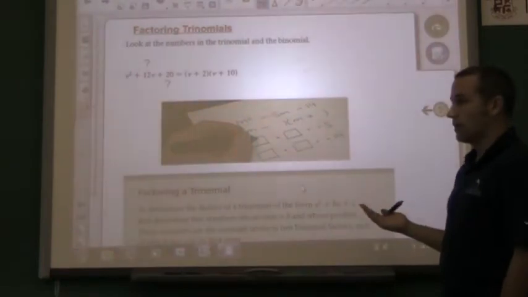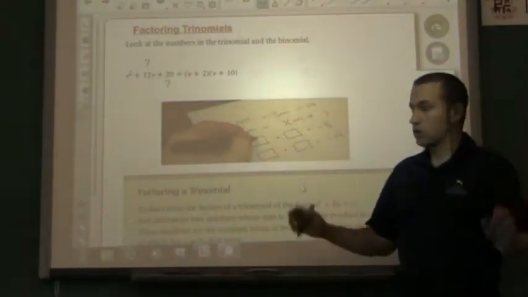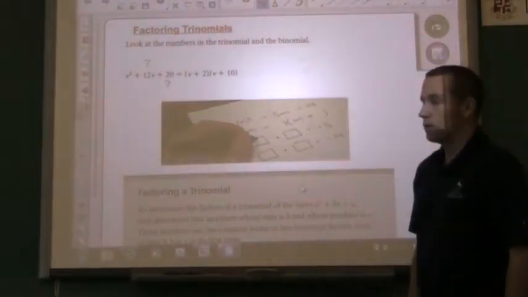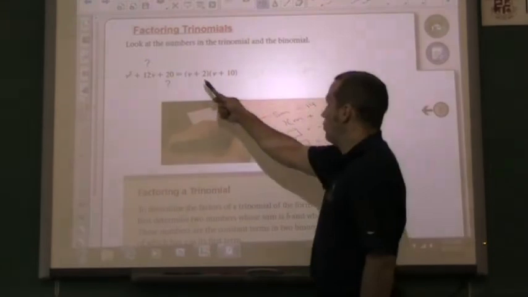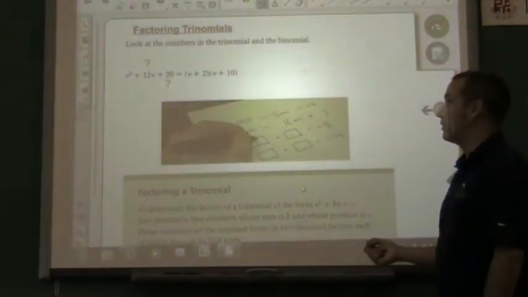Now we're going to be doing basically the reverse process. I'm going to give you what we considered the answer in the last section, which is the trinomial. And we're going to go backwards and see if we can figure out, well, what 2 binomials did we multiply together in order to get that trinomial?